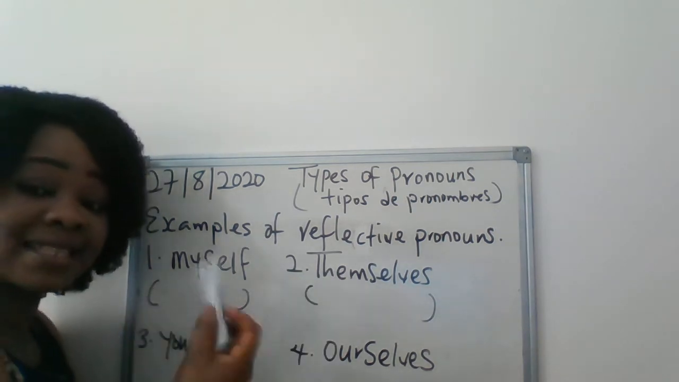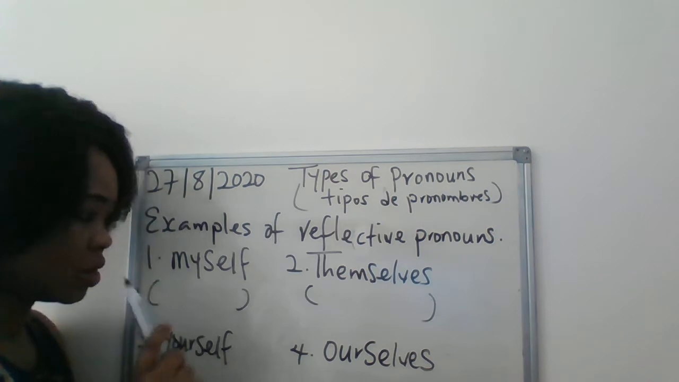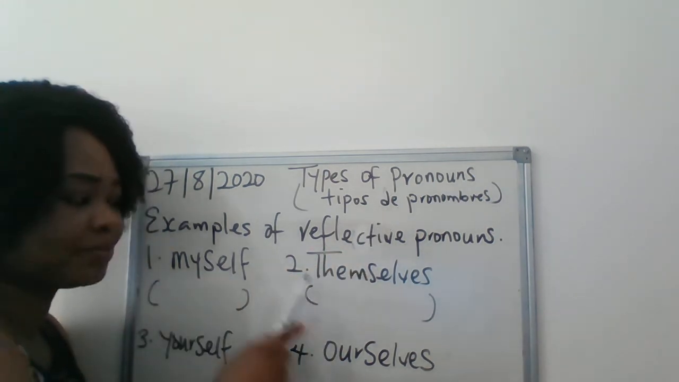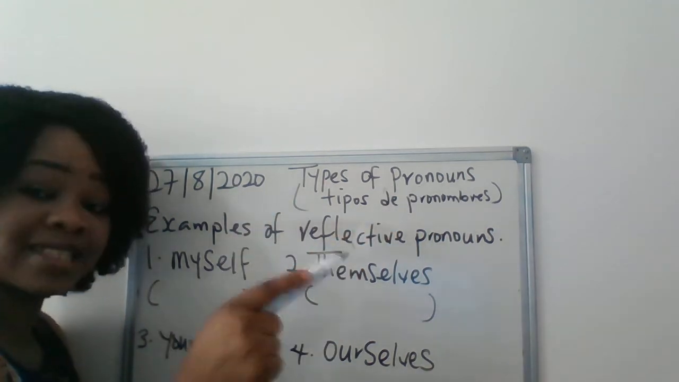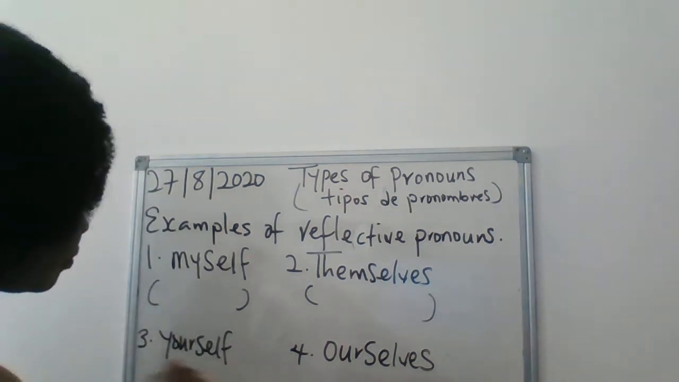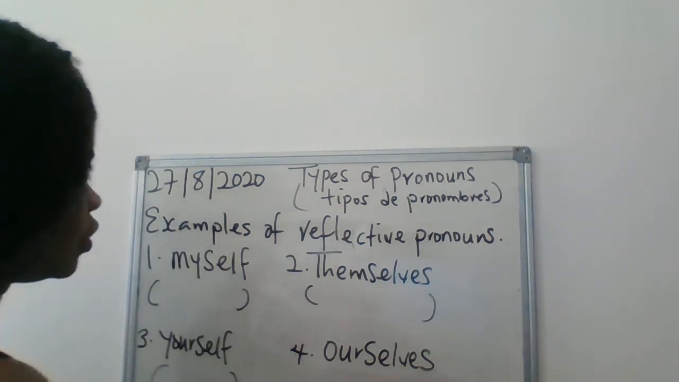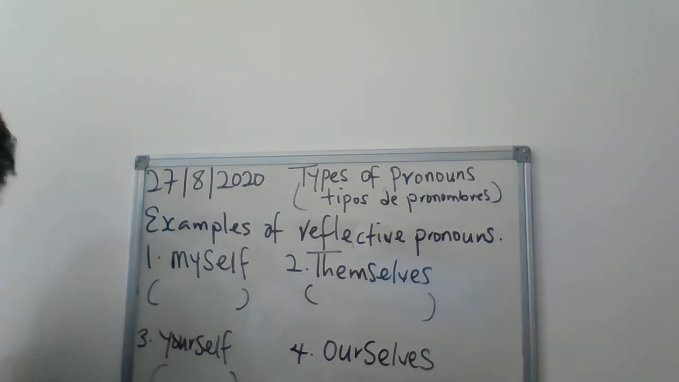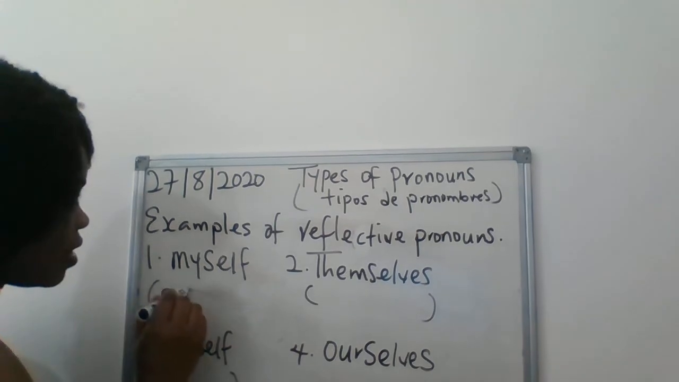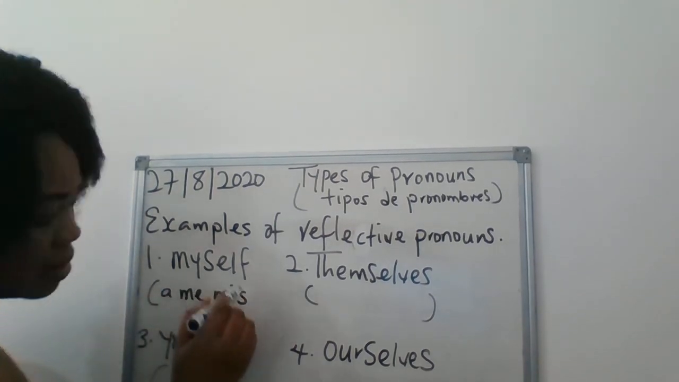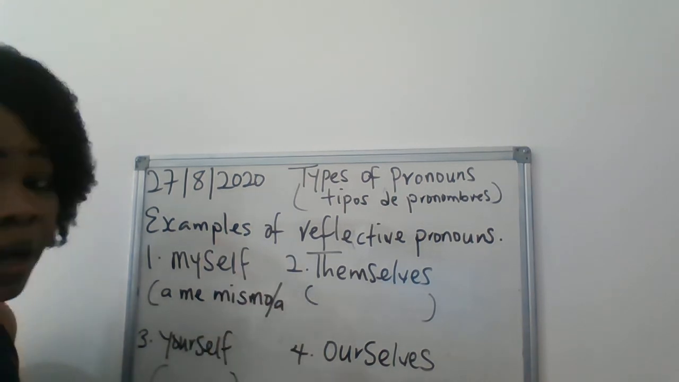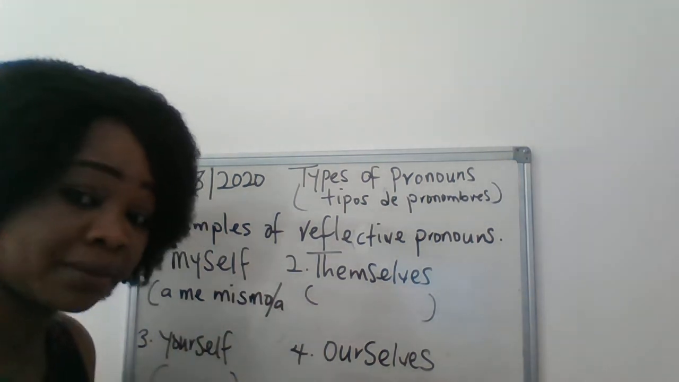Okay? Myself, singular. Themselves, plural. Yourself, singular. Ourselves, plural. Okay? So under myself, in Spanish we have a mí mismo, o a mí misma, ¿vale?